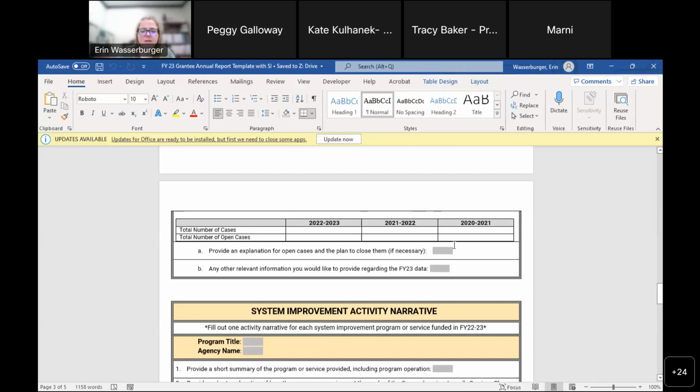If you have open cases, just let us know why. It's very common to get a referral in May or June that you're still serving in July, and that's fine. Just let us know that. This question is supposed to just kind of prompt you to look back and make sure that they are kids you're still serving and not cases that were left open by mistake. Any questions on that part?